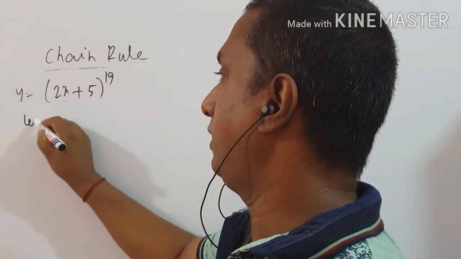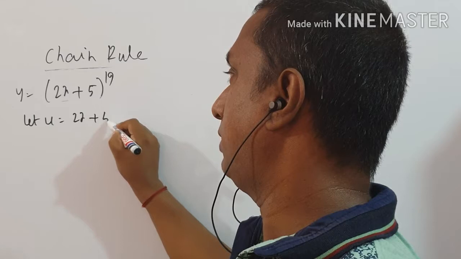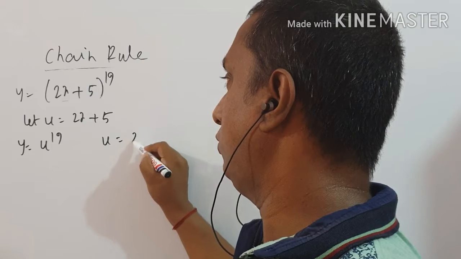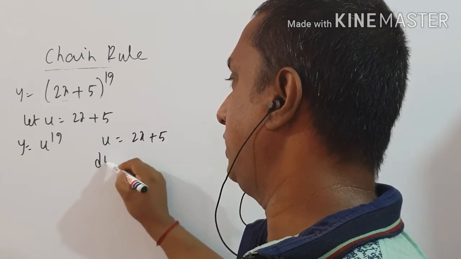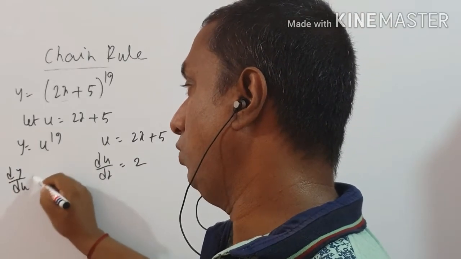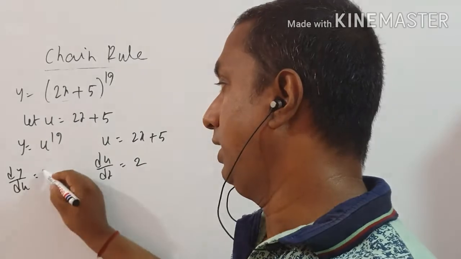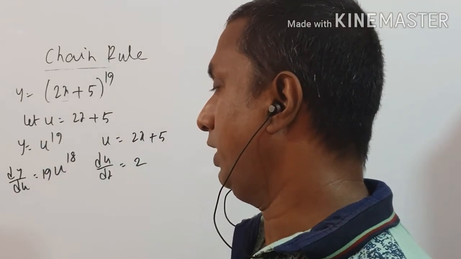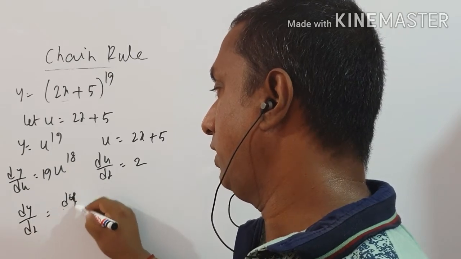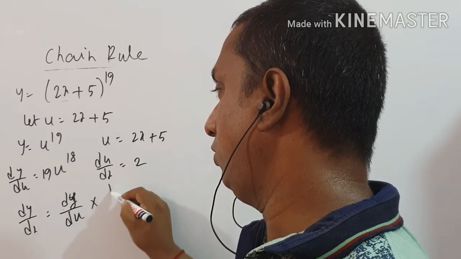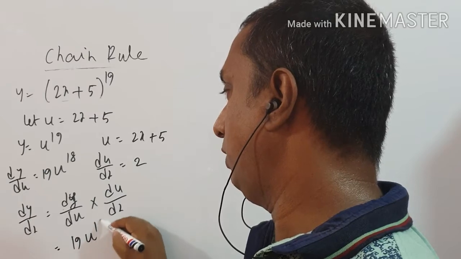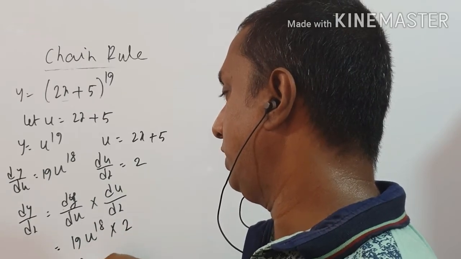Let u equal 2x + 5. So y equals u to the power 19 and u equals 2x + 5. Let us differentiate. du/dx is 2. Now dy/du, differentiating with respect to u, will be 19u to the power 18. So you are finding dy/dx equals dy/du times du/dx. Let me replace it. 19u to the power 18 into 2, so 38.